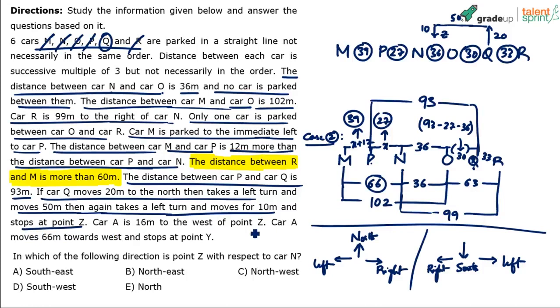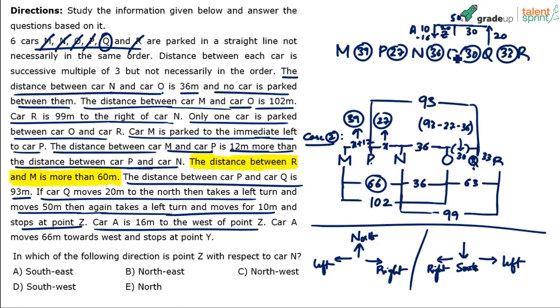Now car A is 16 meters to the west of point Z. See, understand the distance between N and O is 36. If you break it up, this is 30. So obviously this is 20. 30 and 20 will make it 50. He says the distance between A and Z is 16. A is 16 meters to the west of Z. So Z is here. A is 16 meters to the west of Z. So which means A will exactly come above N.